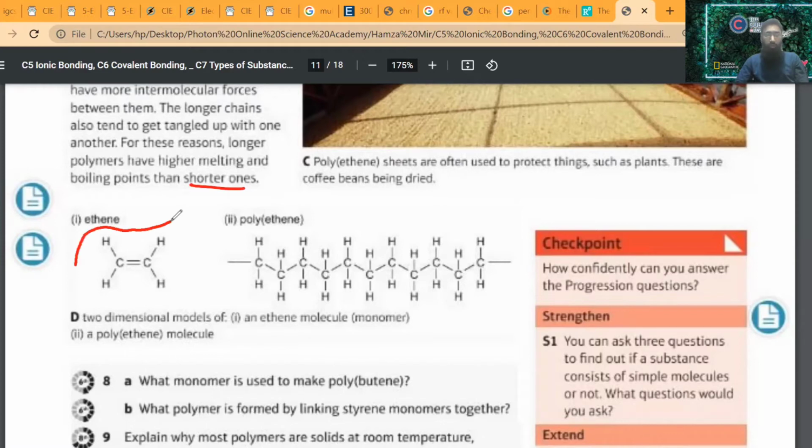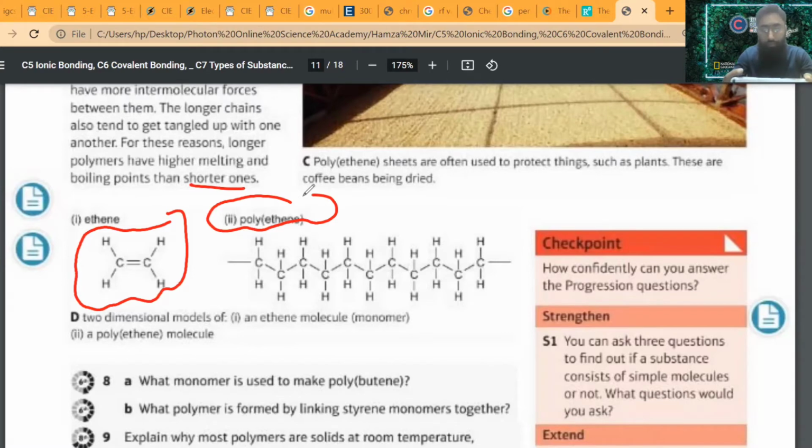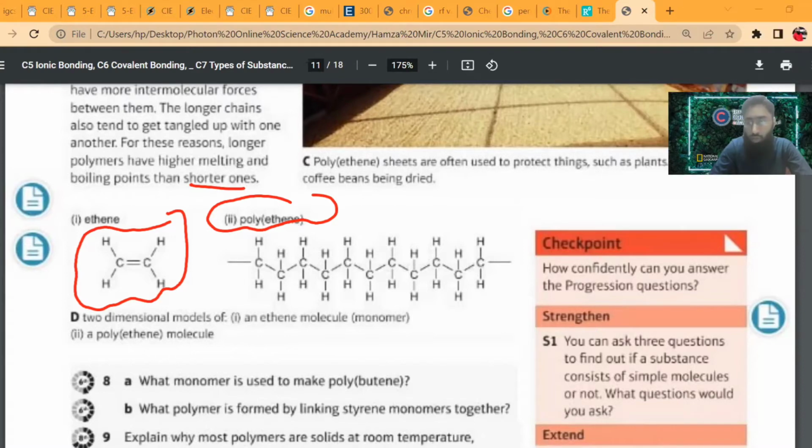So this is the ethene molecule. And when different ethene molecules combine together, we get polyethene. Let me write the polyethene structure for you. First of all, ethene. The structure of ethene is like this.